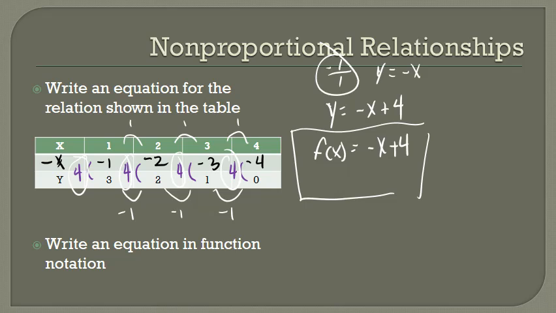Now let's, just for fun, since it's non-proportional, it should not pass through the origin. What if we go in here and say, okay, well, what about when x is 0? So we got f of 0 equals negative 0 plus 4. What's y going to equal when x is 0? Well, negative 0 is just 0. And so f of 0, or y when x is 0, is going to be equal to 4. It's not going to pass through the origin, which is another indication that it's a non-proportional relationship.